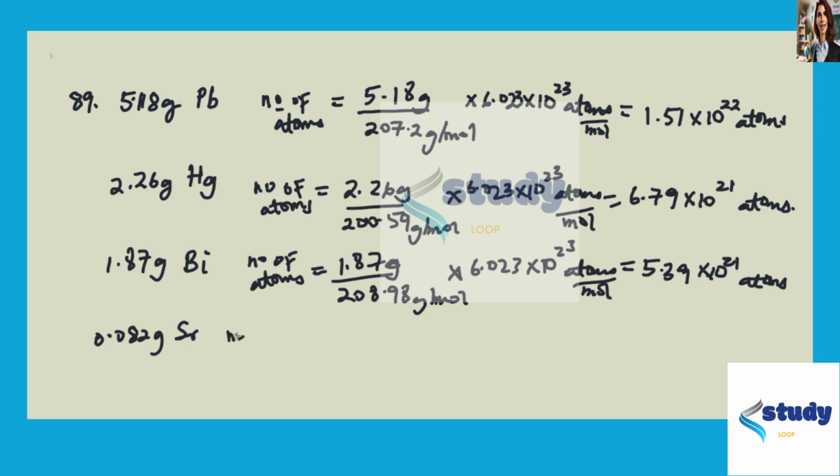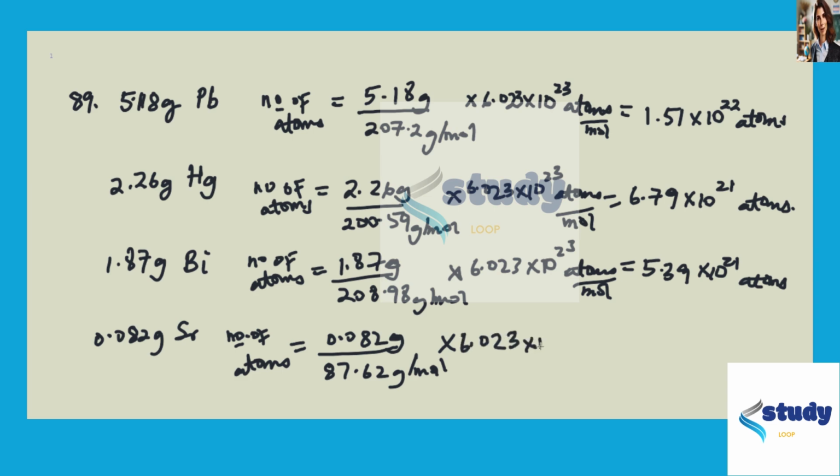And lastly, for strontium, same idea. We would have 0.082 grams divided by the molar mass of strontium, which is 87.62 grams per mole. Multiply that by Avogadro's number. And that would give you a value of 5.64 times 10 to the power 20 atoms.